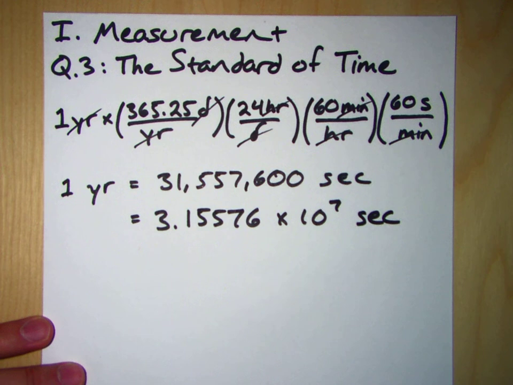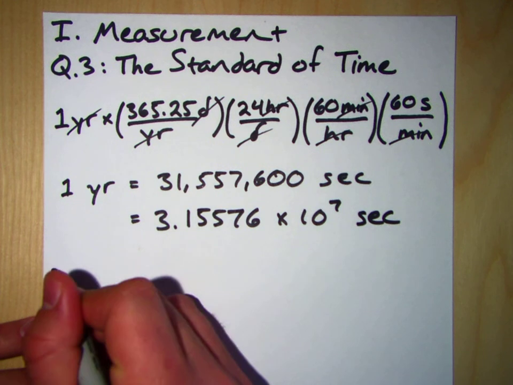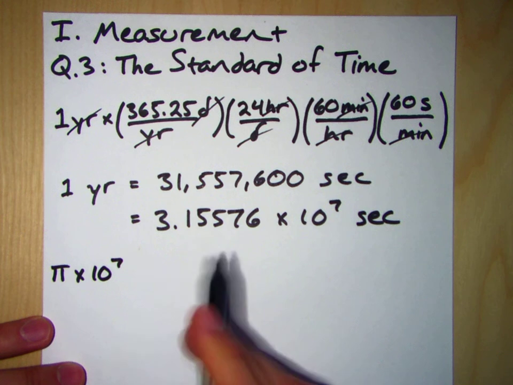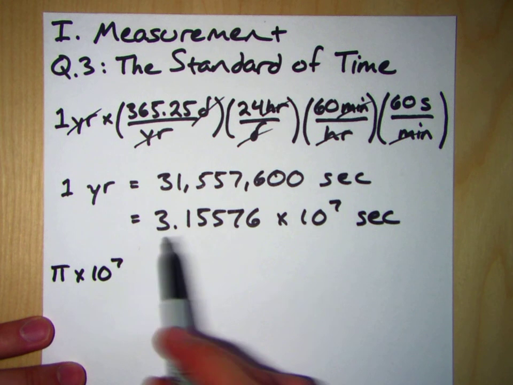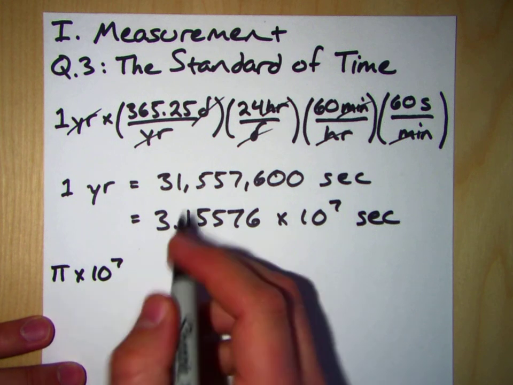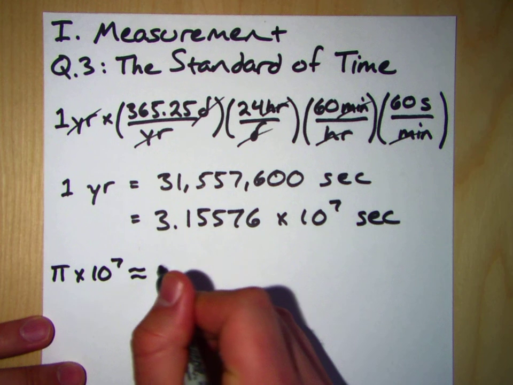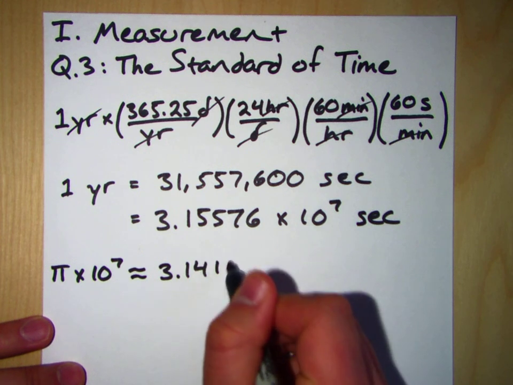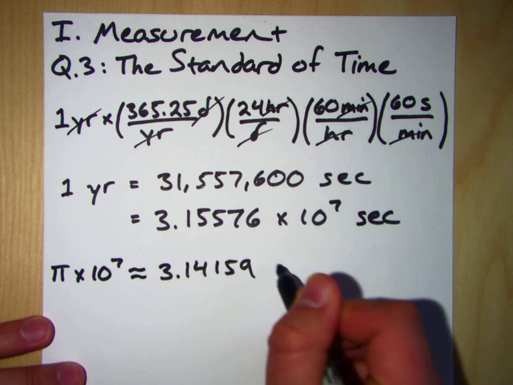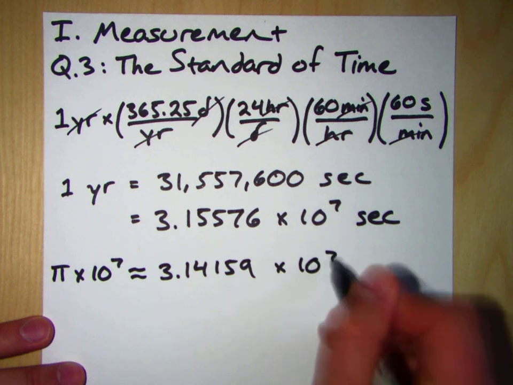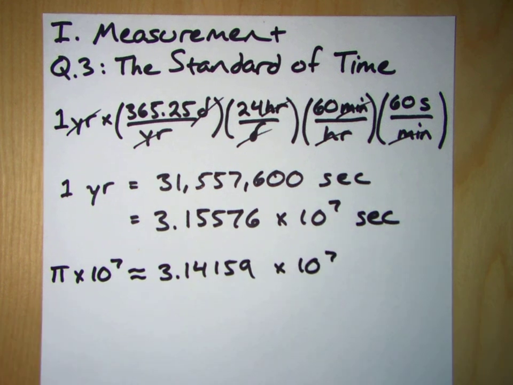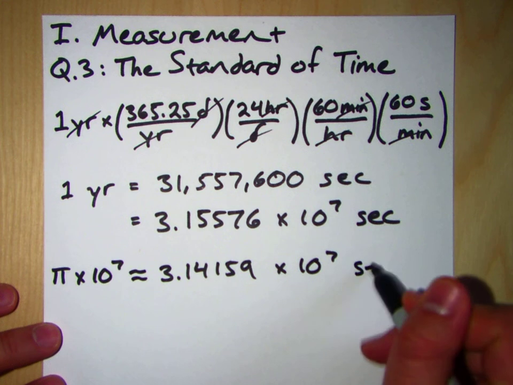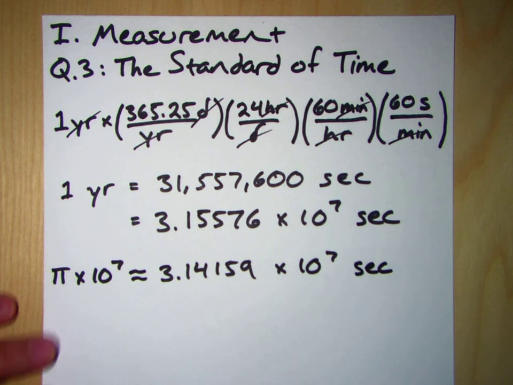Pi times 10 to the 7th is going to look something like this. If we carry pi out to this many figures as well, this is about equal to 3.14159 times 10 to the 7th. And this is the estimate for the number of seconds in a year.